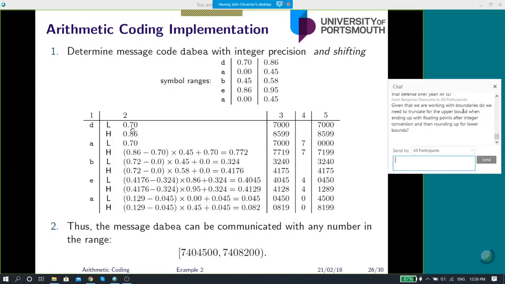So these are basically multiplying by that 10,000 limit up, isn't it? But then we are not including that top upper value, are we? We're subtracting 1 there.